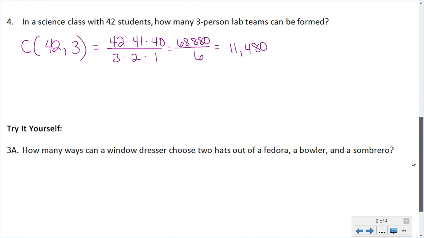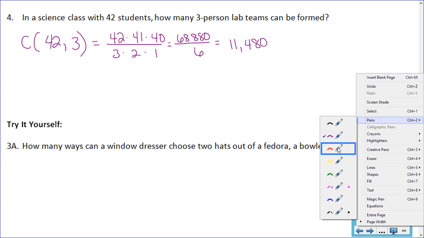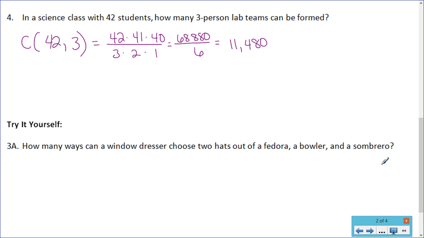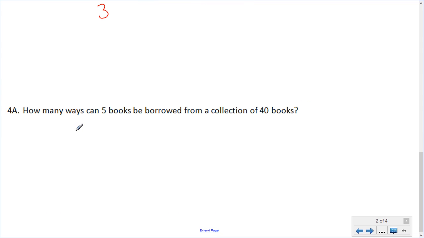Okay. There are 2 try it yourself problems at the bottom of this page. So go ahead and pause the video, work through those 2 problems. When you're ready to check your answers, press play. Okay, for this first one, you should have gotten 3. And then for the second one, you should have gotten 658,008.